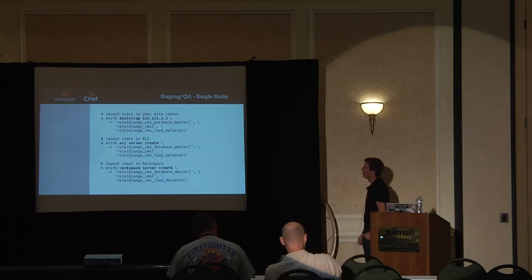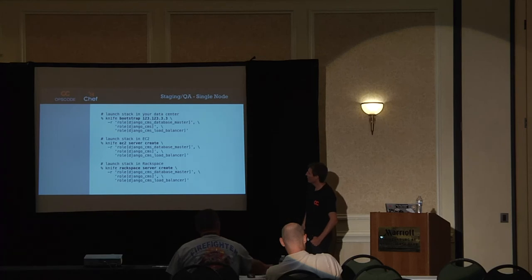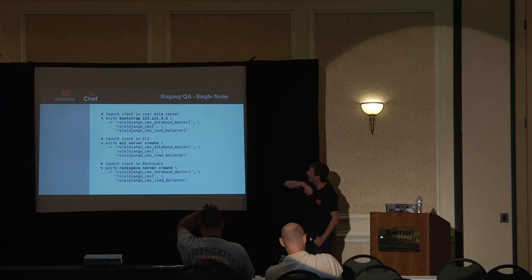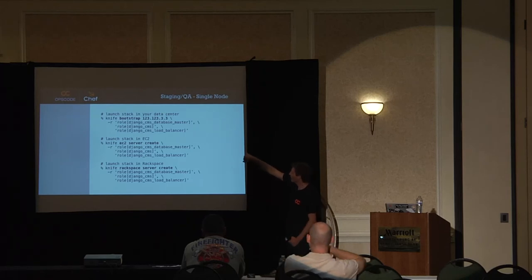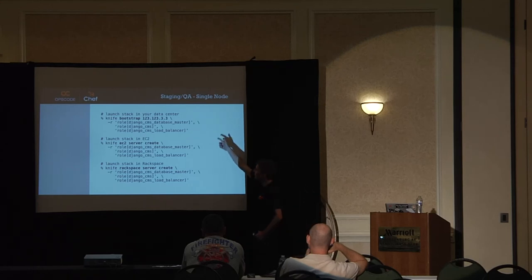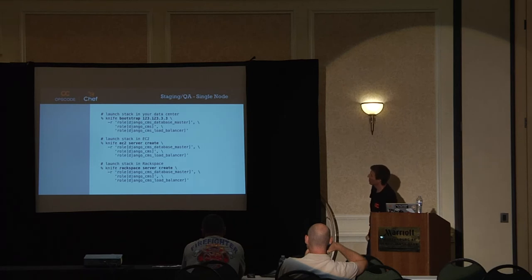So I'm going to show you. These are actually three different commands to launch things on three different sort of, I guess, hardware setups. So the first one, we could use that to actually launch our stack in a data center. Assuming that a box had been provisioned ahead of time using something like Cobbler, Kickstart, whatever, with an IP address of 123.123.123.33, just in this example. And you can see the big thing we're doing here is passing in the run list with a -r. So right there, we're actually going to install the database master, make it an app server by using the Django CMS role, and then also making it a load balancer.